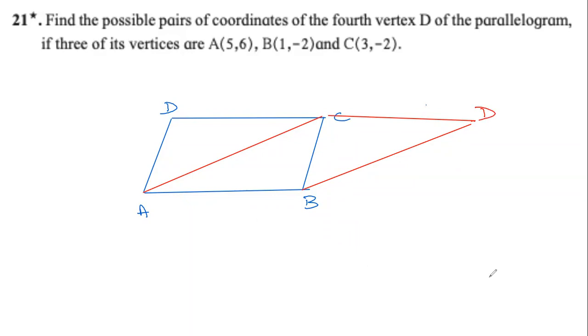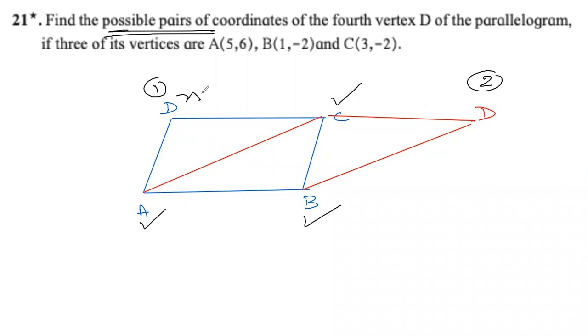So if we have 3 points, the 3 points that are fixed are A, B, and C. If the 3 points are fixed, we can have 2 different parallelograms. One where D is on the left hand side of C. Another one where D is on the right hand side of C. This is what the question is asking.